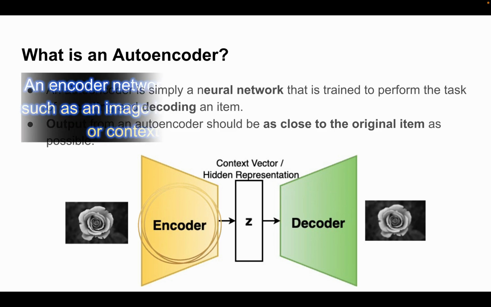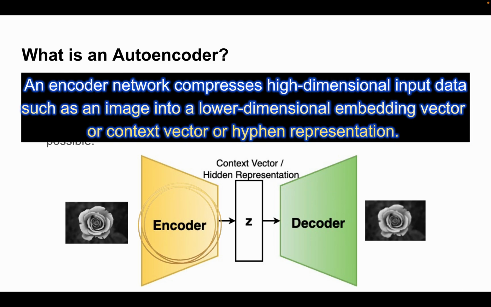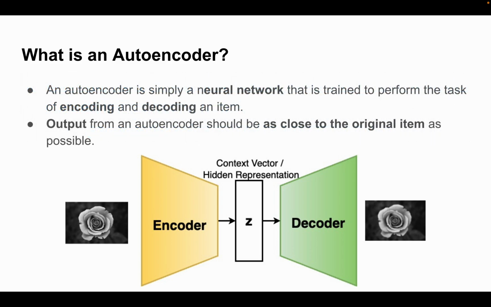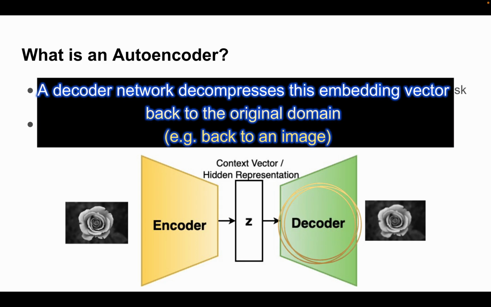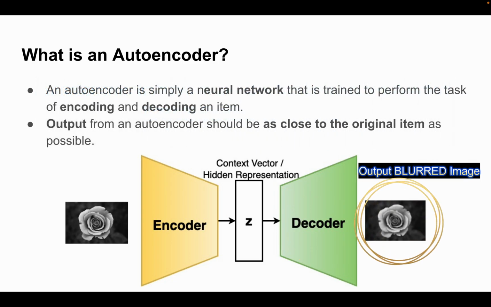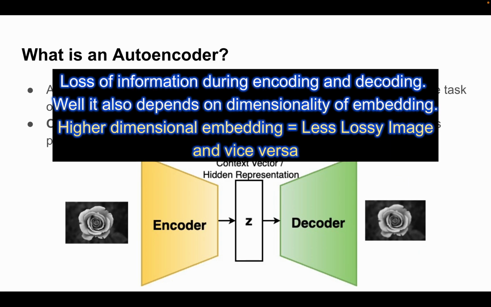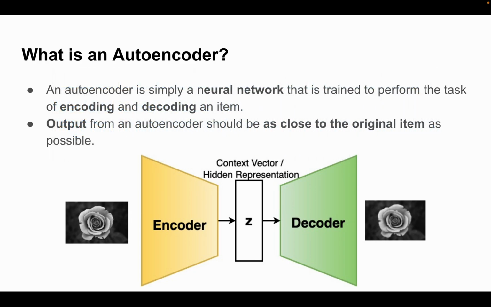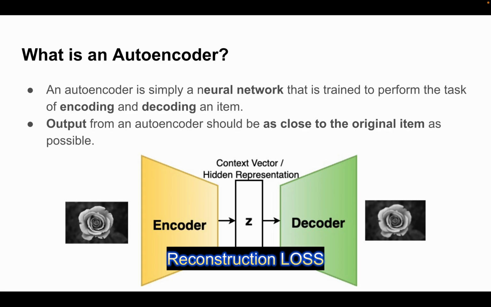An encoder network compresses high dimensional input data such as an image into a lower dimensional embedding vector, or we call it a context vector, or even some people call it a hidden representation. This vector is represented as Z in this diagram. A decoder network decompresses this embedding, or this context vector, back to the original domain. Now you might have observed that the output image is slightly blurred. This is to depict the loss of information during encoding and decoding. It also depends upon the dimensionality of the context vector. The higher the dimensionality of the context vector, the less will be the loss. The lower the dimensionality of the context vector, the higher will be the loss. This is the reconstruction loss I am talking about.